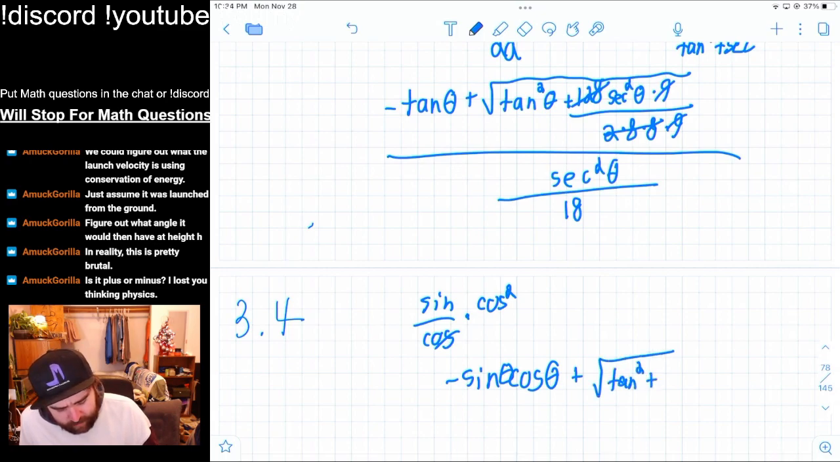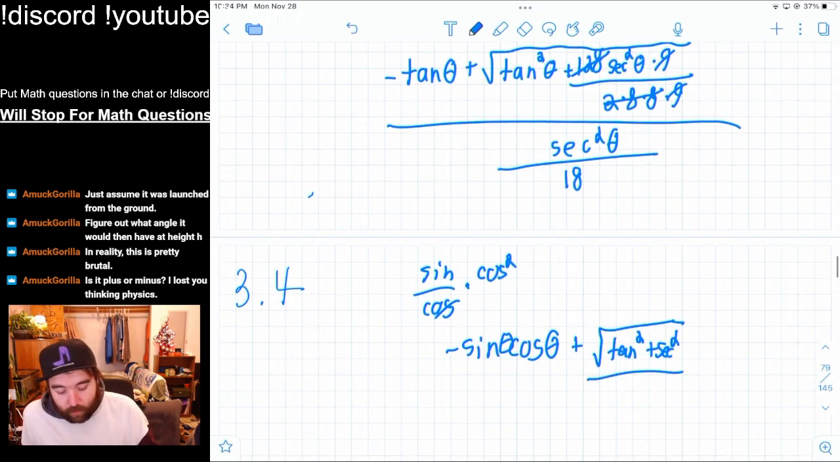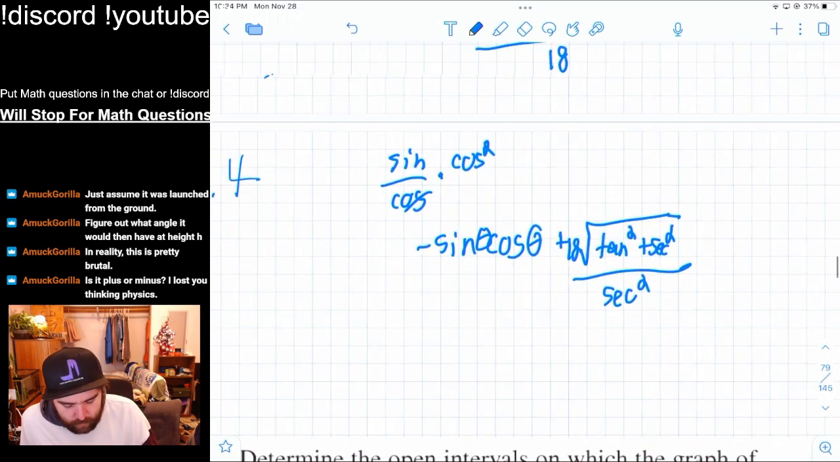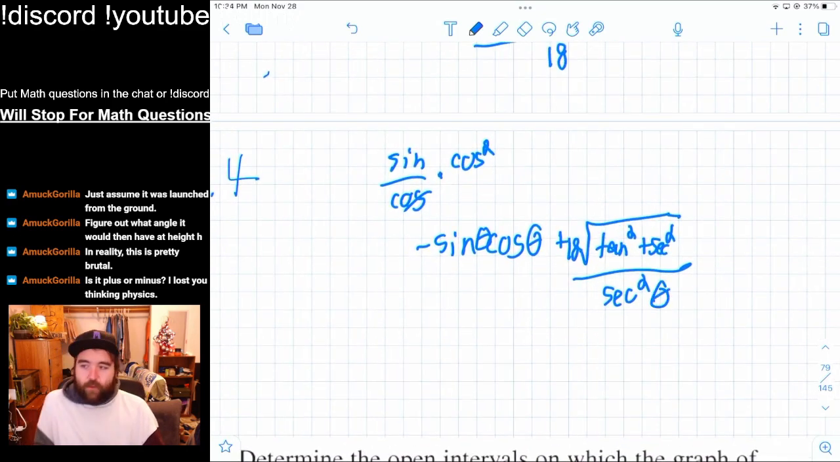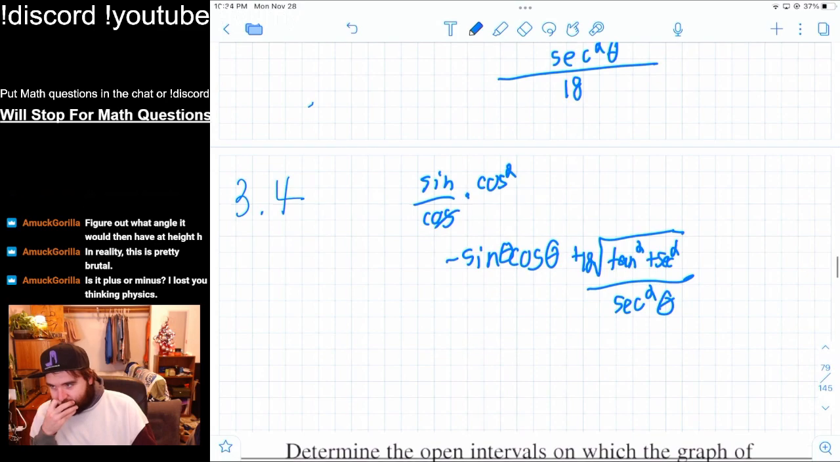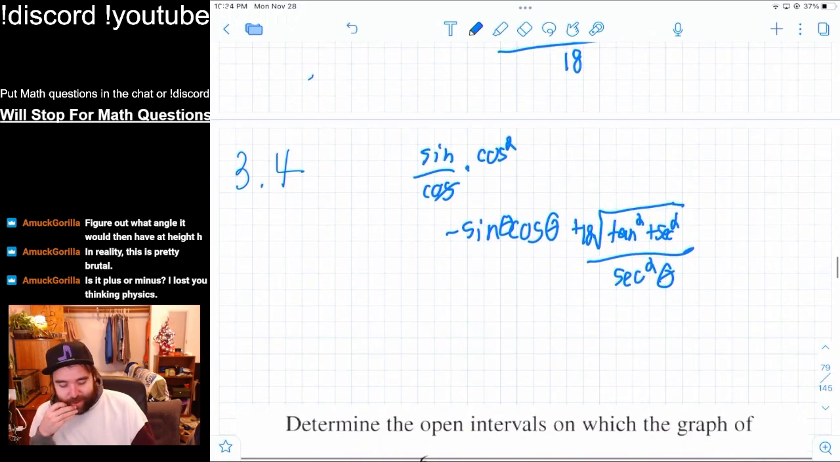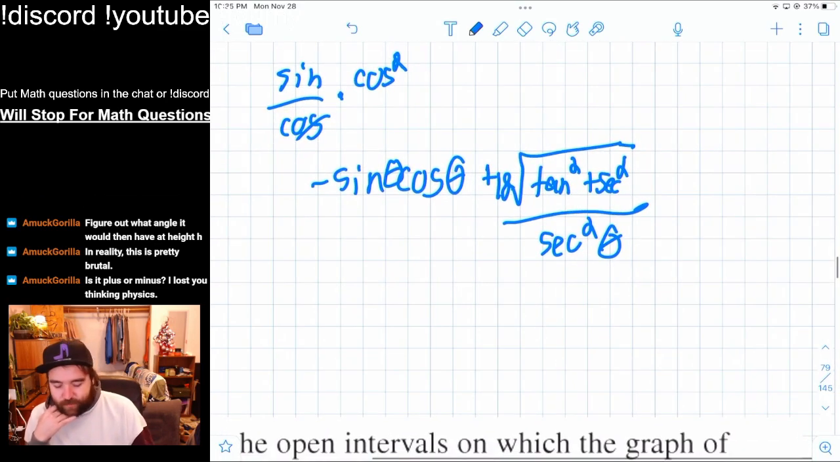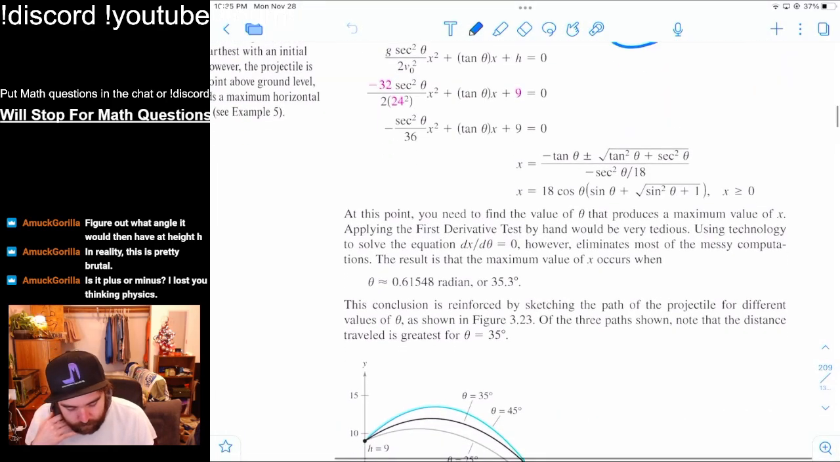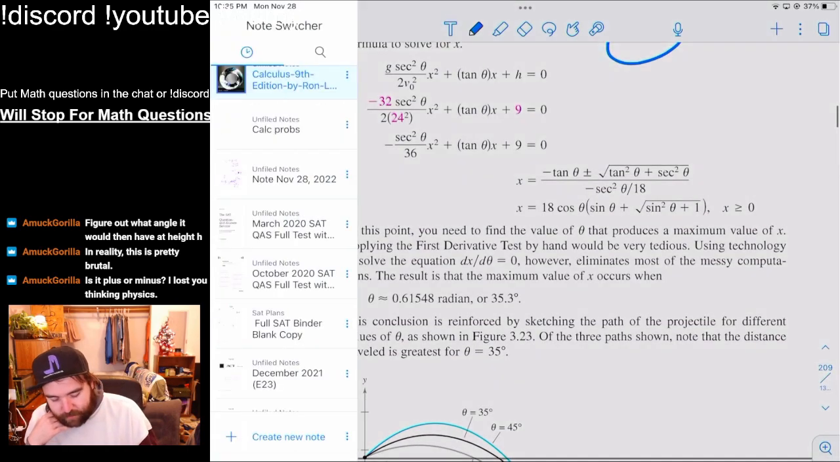And this was just tan squared plus secant squared over... what the heck? The plus or minus went away because we were ignoring the minus, because we only wanted the plus one to the right of where it's launched. So yeah, that's what they got.